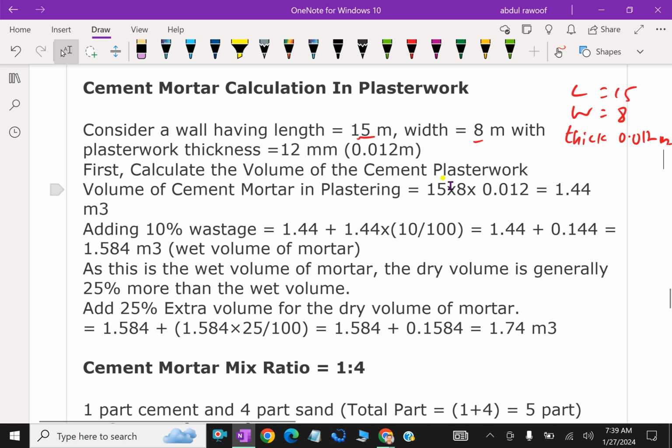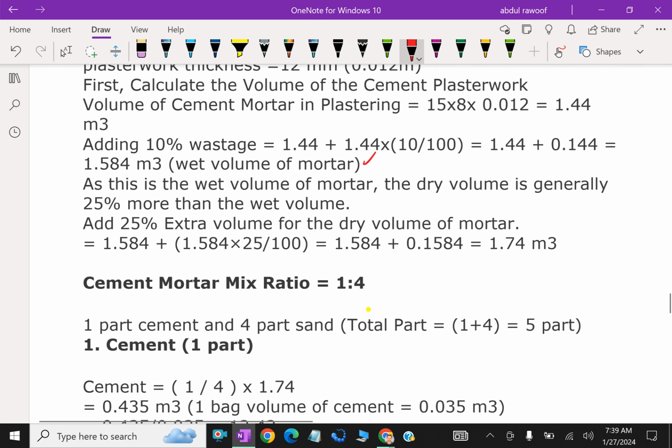First calculate the volume of the cement plasterwork. Volume of cement plasterwork is length, breadth and thickness. So 1.44 meter cube is required for this size of wall plastering on one side. Adding 10% wastage, that is 1.44 plus 10% of 1.44, totally gives 1.584 meter cube wet volume of mortar.